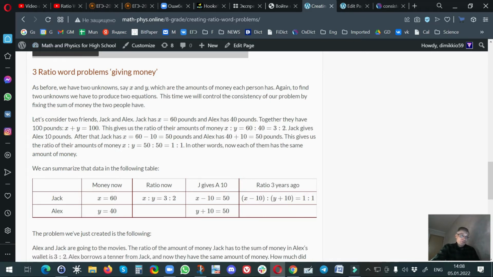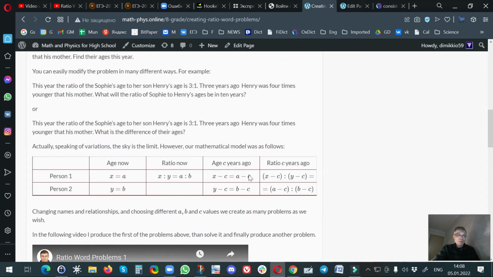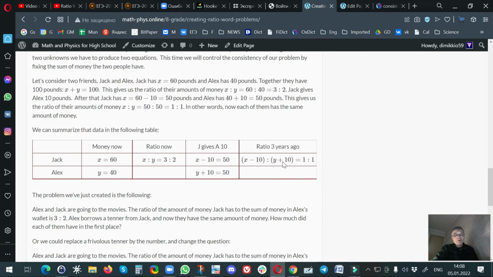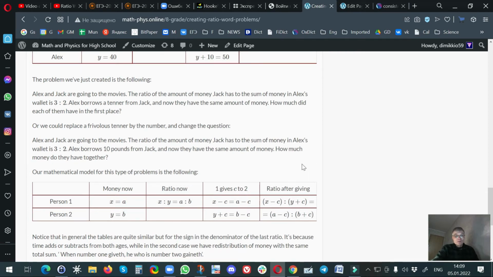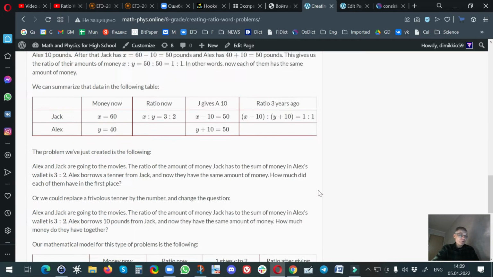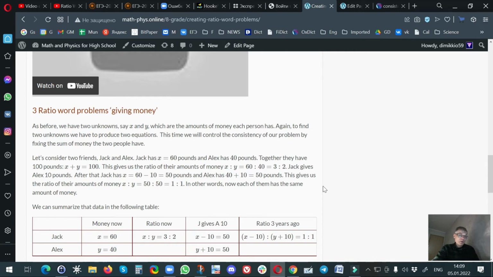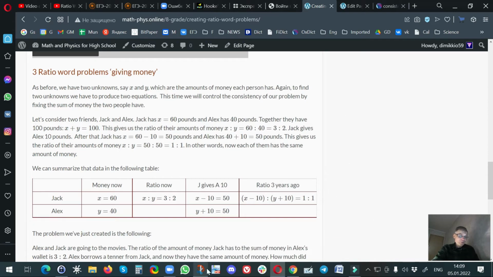The only difference from what we were doing before is that the model would change a little, because there, following time, you always subtract from the age when you go backwards, and always add to the age of a person when you go forward. In this case, when you redistribute the money, one gives, the other one gains, and this makes the sign different. But let's begin at the beginning, and let's produce this problem.